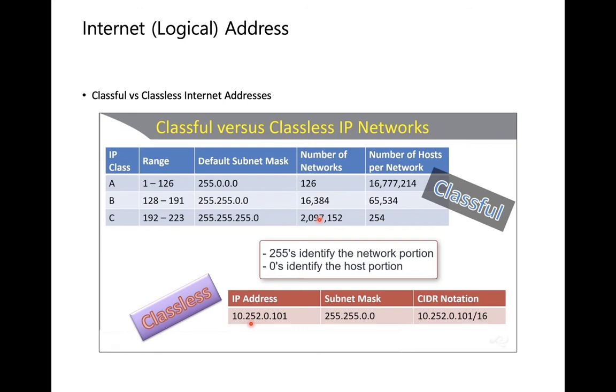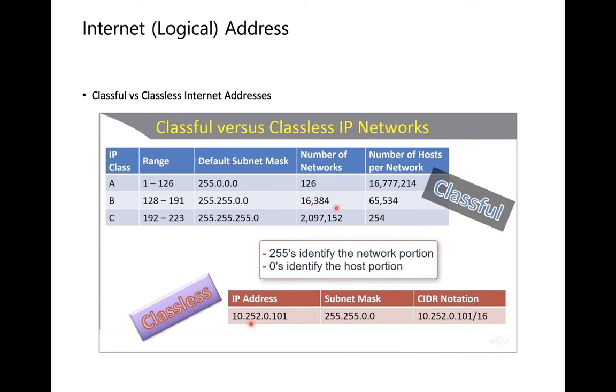But another thing happens for the hosts. If you have a class C IP, it means that each network can host only a limited number of computers. So each network's capacity can be as much as 254. So if you have this many networks in the class C IP, it means that each network can accommodate up to 254 nodes.